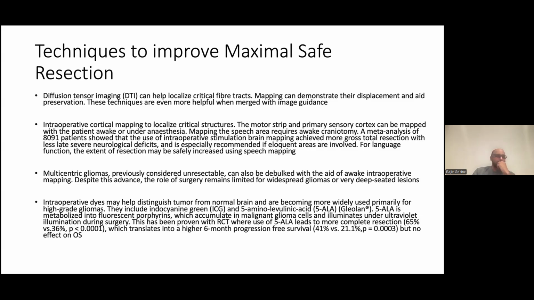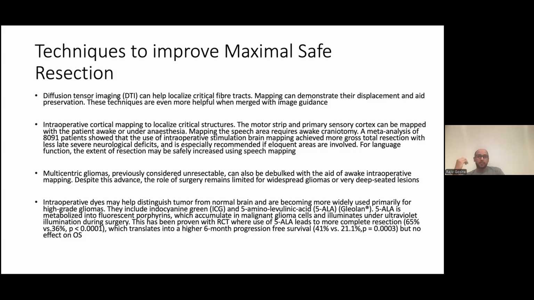A meta-analysis of 8,091 patients showed that the use of intraoperative stimulation brain mapping achieved more gross total resection with less late severe neurologic deficits, and is especially recommended if eloquent areas are involved. This meta-analysis, of course, included both low-grade and high-grade gliomas. For language function, the extent of resection may safely be increased using speech mapping.